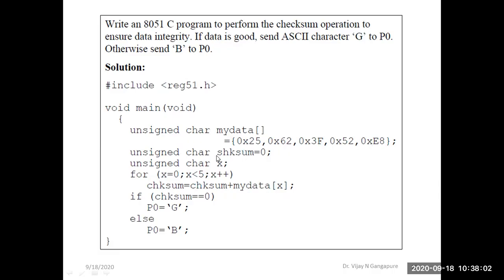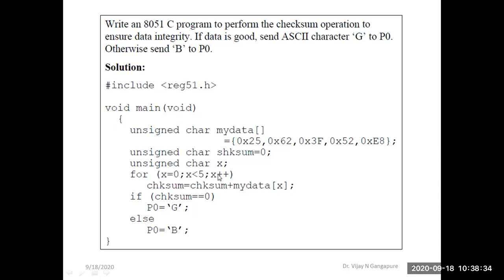So what we are doing is adding each element from this my data array into the chk sum variable, which is initialized with value 0. Initially the value in chk sum is 0, and into this I am adding each element in this array, 5 elements. First 25 will get added because x initial value is 0, so my data[0] points to the first element in the my data array, so that will get added into 0, and that sum finally gets assigned to chk sum.